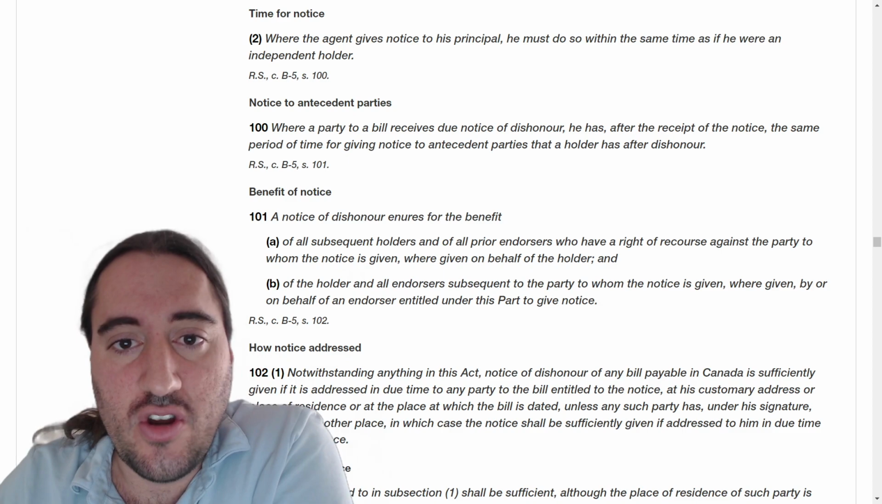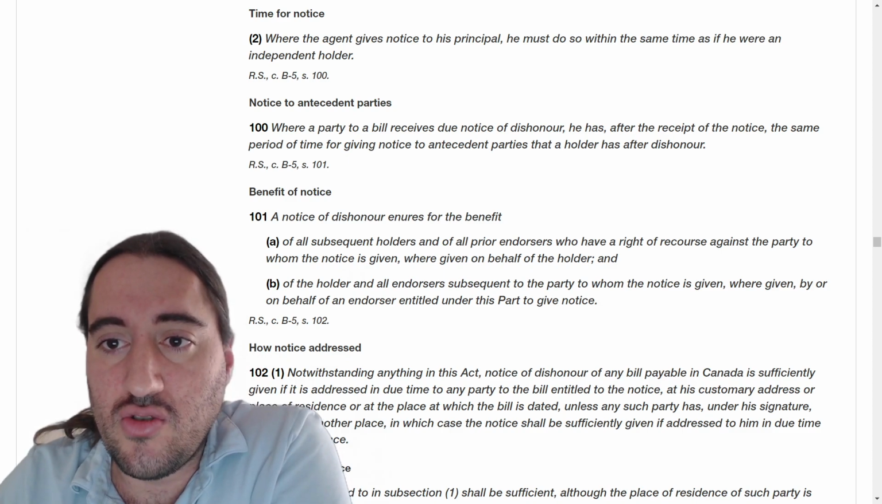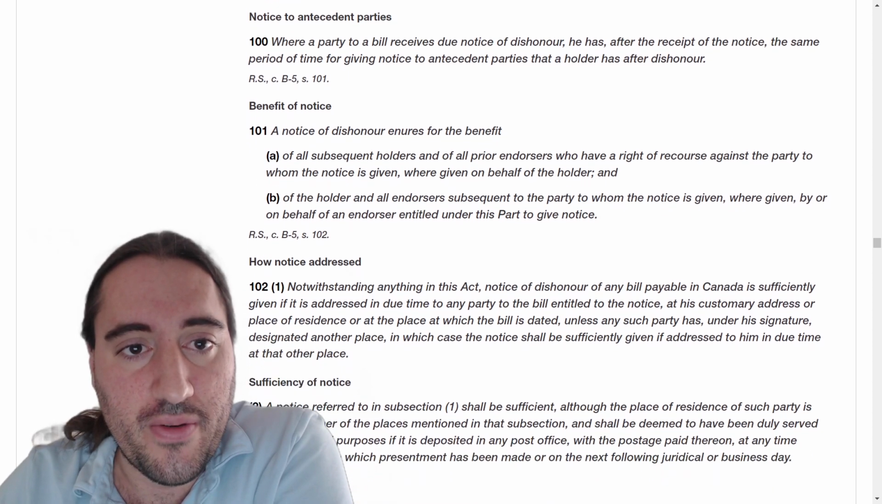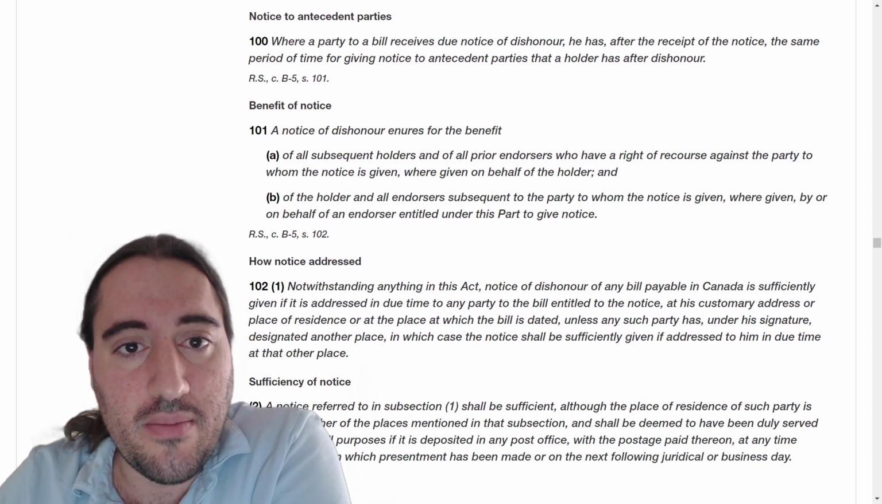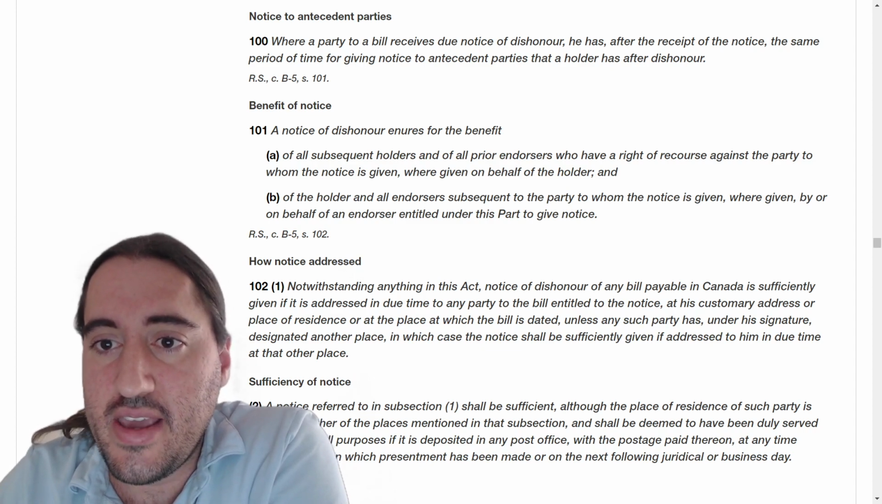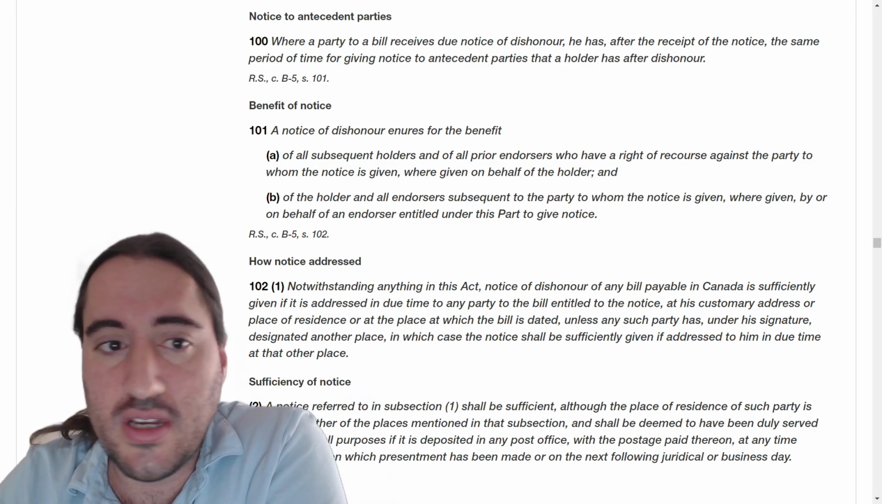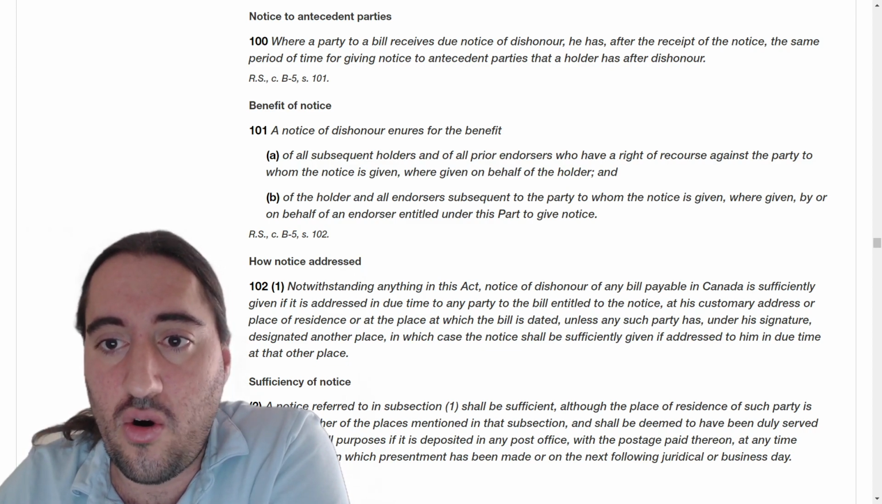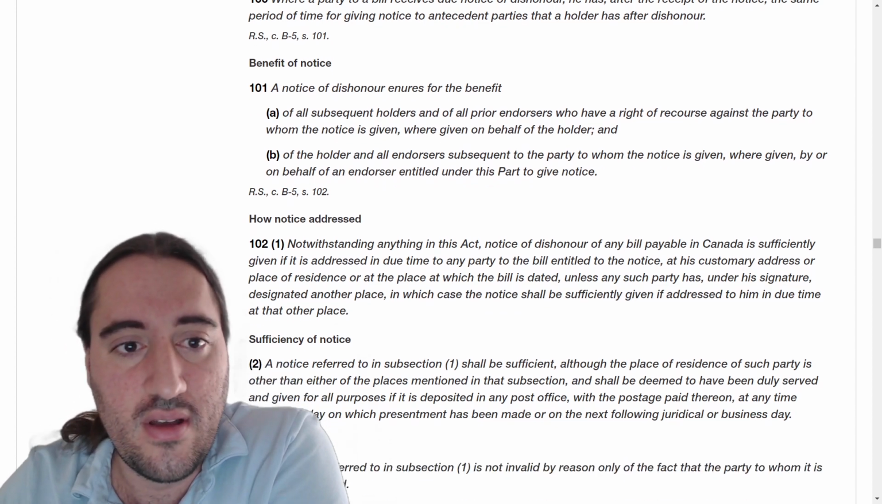Okay, time for notice. Where the agent gives notice to his principal, he must do so within the same time as if he were an independent holder. Notice to antecedent parties. Where a party to a bill receives due notice of dishonor, he has, after the receipt of the notice, the same period of time for giving notice to antecedent parties that a holder has after dishonor.